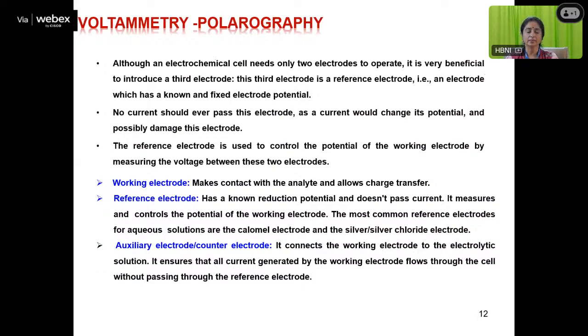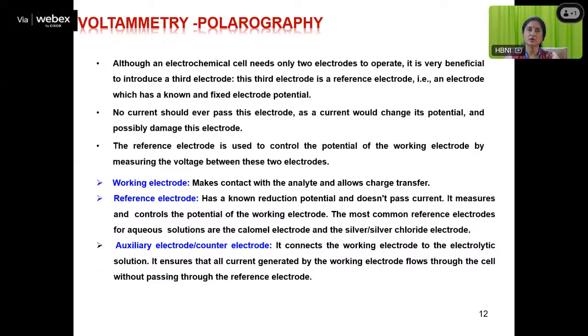Now, there are 3 types of electrodes, as you have seen in the previous picture. One is the working electrode, which makes contact with the analyte and allows charge transfer with the analyte. That is the main electrode where all the oxidation-reduction reactions happen, and by that we analyze our analyte. The reference electrode has a known reduction potential and does not pass current. It measures and controls the potential of the working electrode only. The most common reference electrodes for aqueous solutions are the calomel electrode and the silver chloride electrode. You must be aware of these types of reference electrodes.